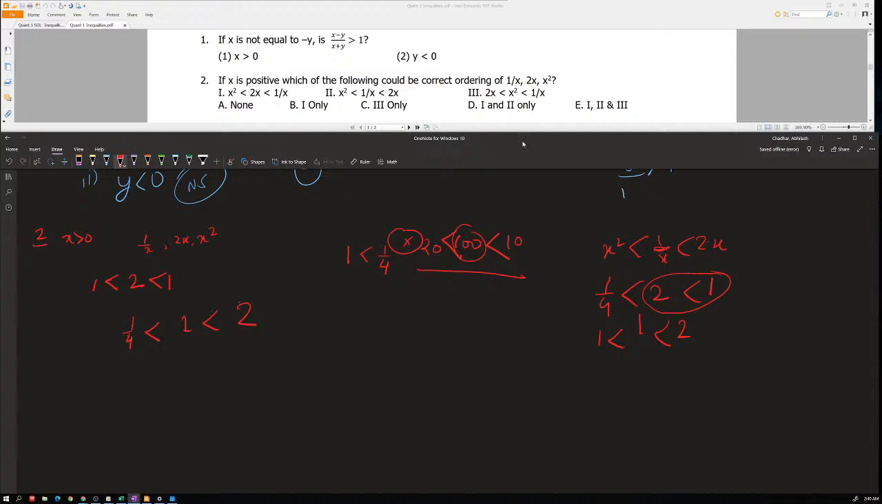Last, we can try it with 2, since 1 by 2 and 1 we have tried. But with 2 this will become half and this will become 4, which is also wrong. So we get B as the answer. Let's see.